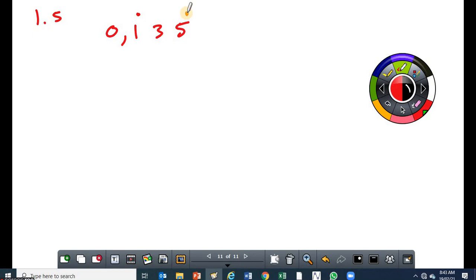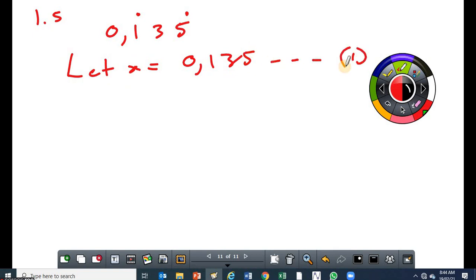You might have used 1,000, it should get you to the same result, but it may be a little bit more complex. So if I use, say, 100, I'll say let x be equal to 0.135 recurring, like that. Then I'll multiply by 100. So if I do that, I'll get 13.5.